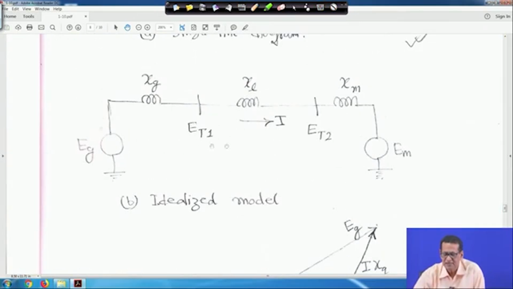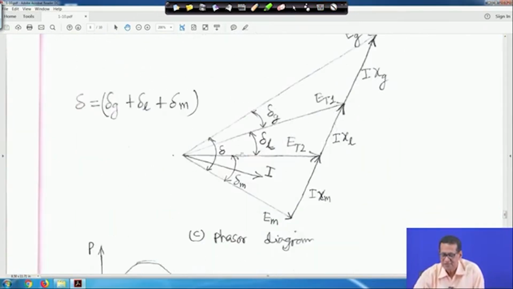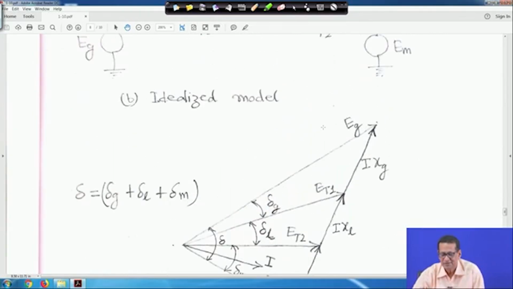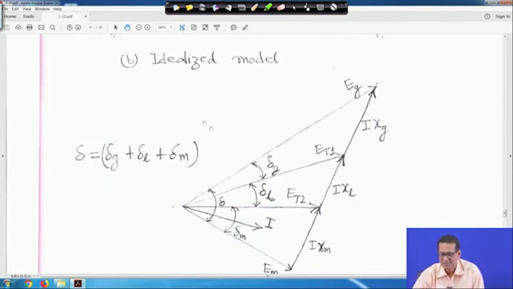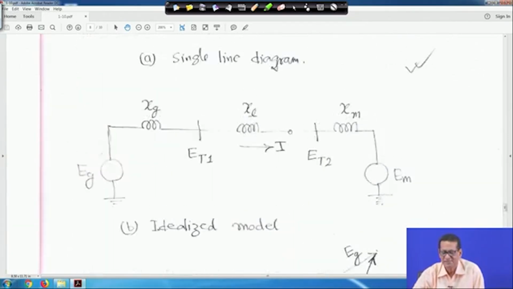Now ET1 is equal to ET2 plus I into jXL. Similarly, EG will be I into jXG plus ET1. Therefore, EG is equal to ET1 plus I into jXG. You have to draw it this way, but if I, its angle and XG are known, then we can find the exact angle. This is the phasor diagram. For this system, if you make it step by step, things are very simple.